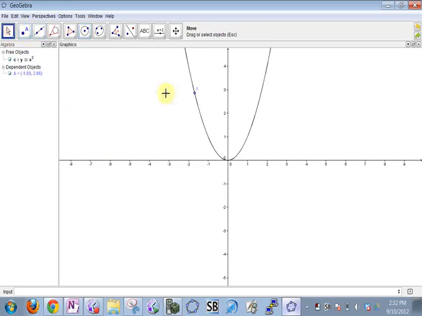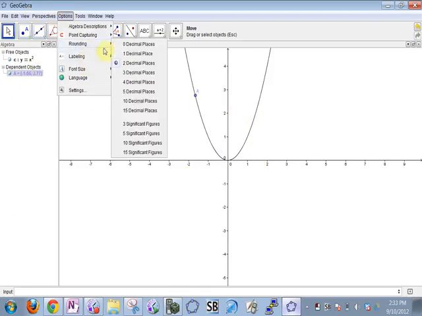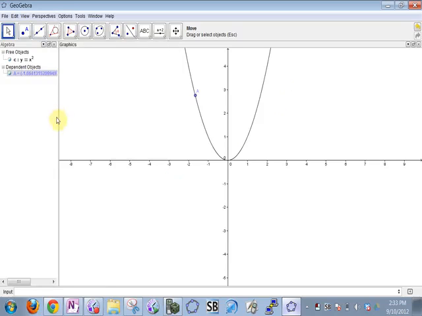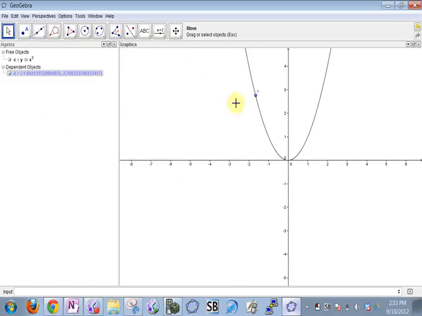But I can take this point, which is now attached to the parabola. No matter where I move my mouse, the point is stuck to the parabola. And so it's essentially like a trace on your calculator, right? So let me show some more. Let me round to 15 decimal places. Okay? So this is a parabola, which is a polynomial.